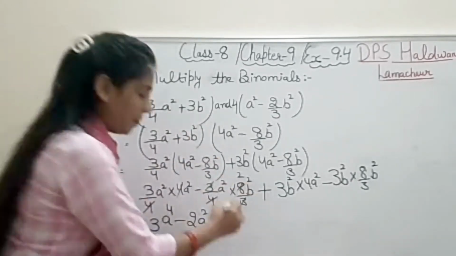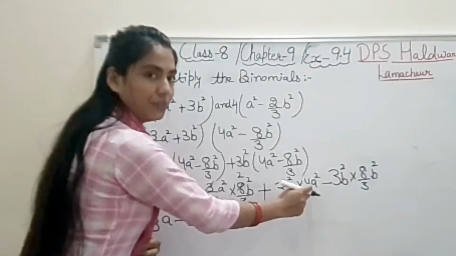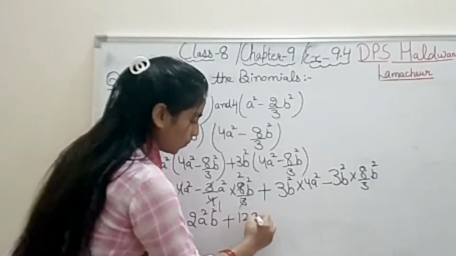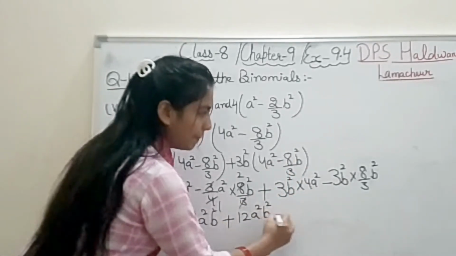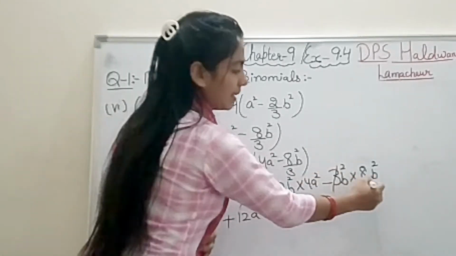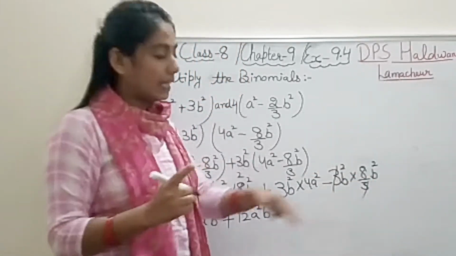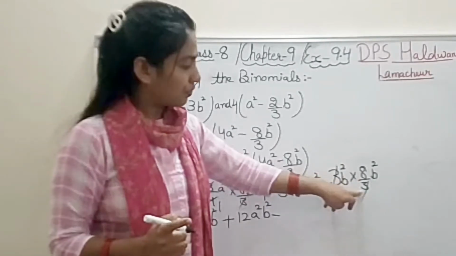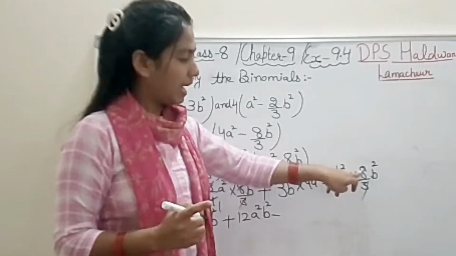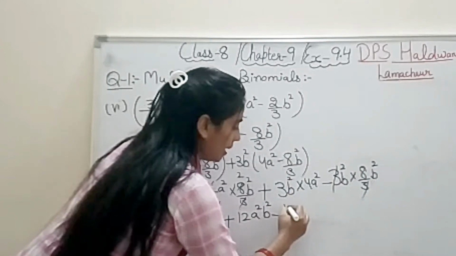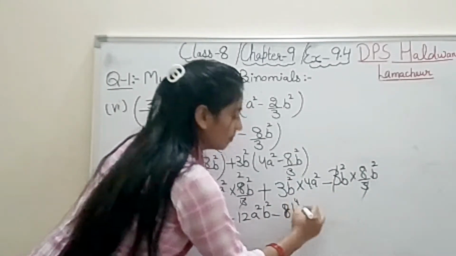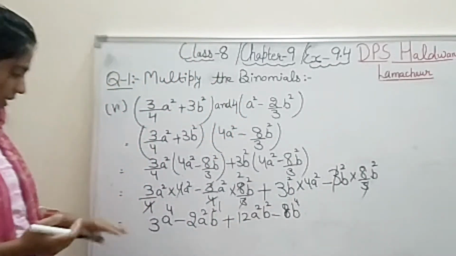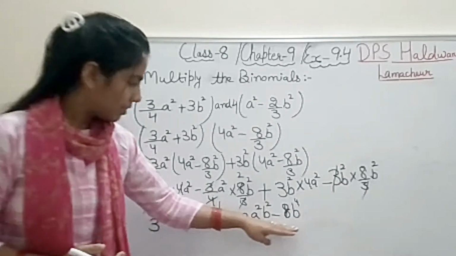Next, plus 4 threes are 12 a square b square, minus, again this 3 will cancel out with 3. Only then can we cancel, if there is a multiplication sign in between. Right? So 3 will cancel out with this 3. We have 8b raised to power 4. That's it. Now see, a raised to power 4, b raised to power 4.